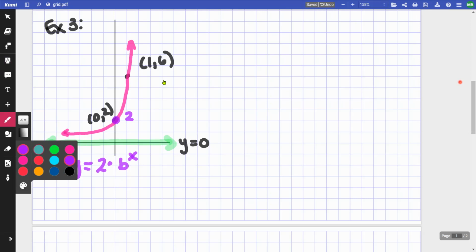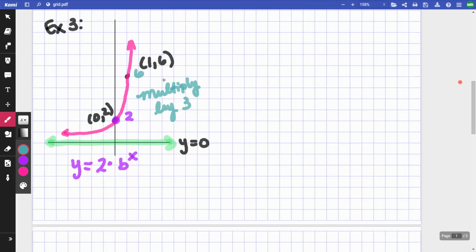Now when we're looking at this, we can say, okay, I'm at 2 and now I'm at 6. What am I multiplying by? Well, to get from 2 to 6, I multiply by 3. So our equation is going to be y equals 2 times 3 to the power x. That's going to be our equation.